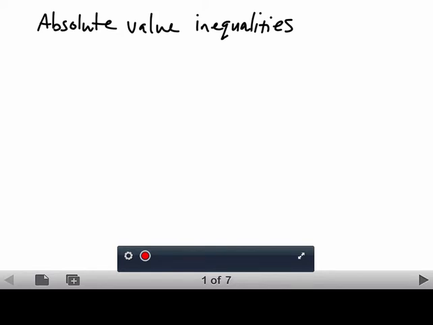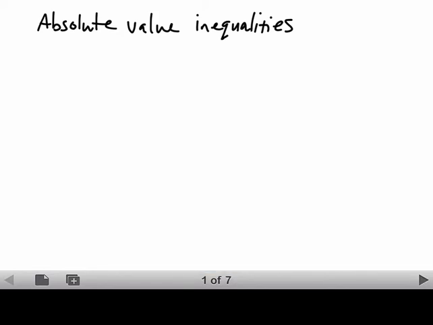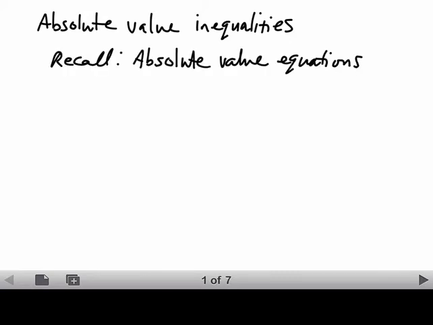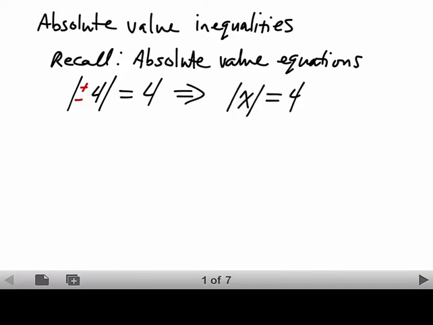In this session, we're going to see how to solve absolute value inequalities. And for that, let's recall when we looked at absolute value equations, we started with that the absolute value of either positive or negative 4 is equal to 4. And that led to when we wanted to solve an equation like the absolute value of x is equal to 4, we said that plus or minus x could be equal to 4.